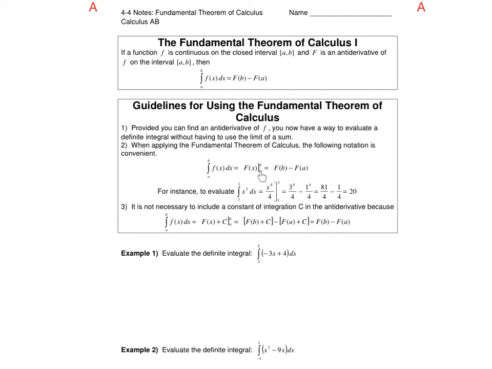Same idea, you're going to draw the vertical line when you evaluate to get your f of b minus f of a. An example with your cubic. So your antiderivative takes it to the fourth power, you divide by 4. We evaluate from 3 to 1. So here's your f of b. Here's your f of a. There's your subtraction in between.